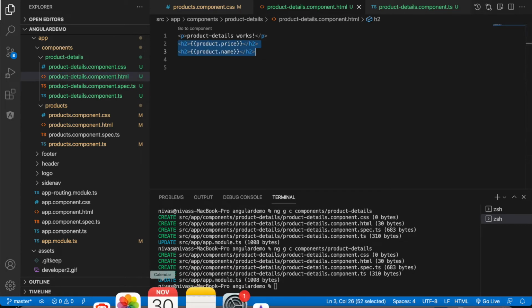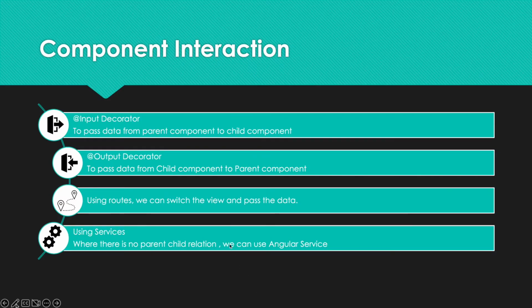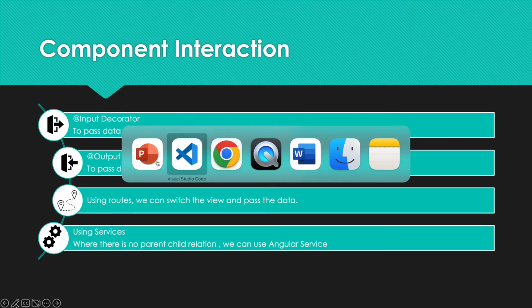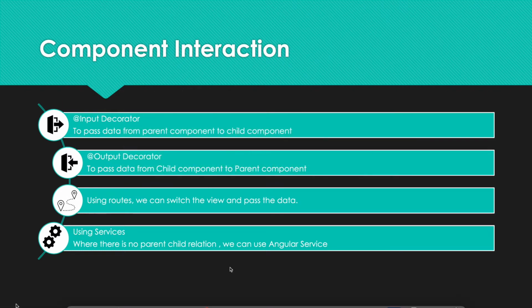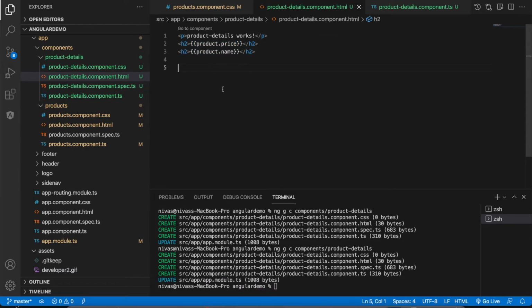Now let's see child to parent interaction. Okay, now let's see child to parent. So for that we are going to use @Output decorator. So let's come back to the code.